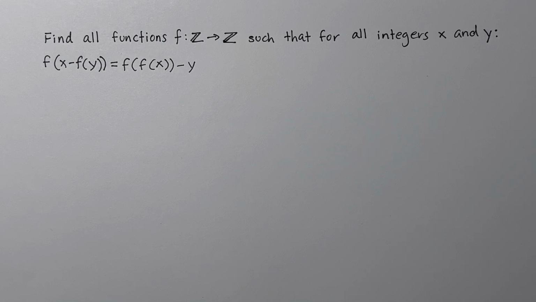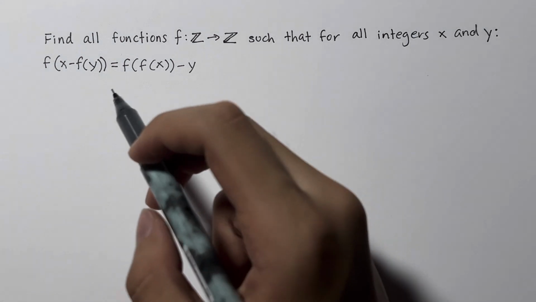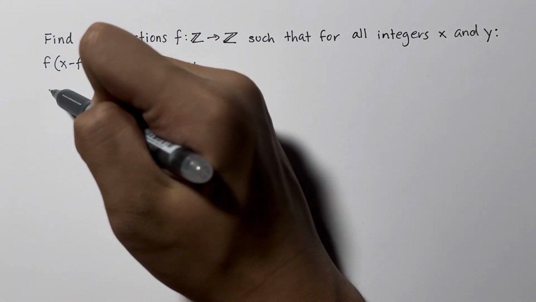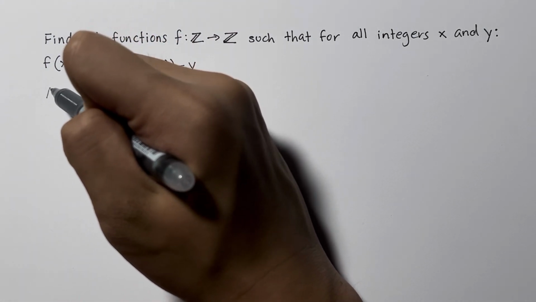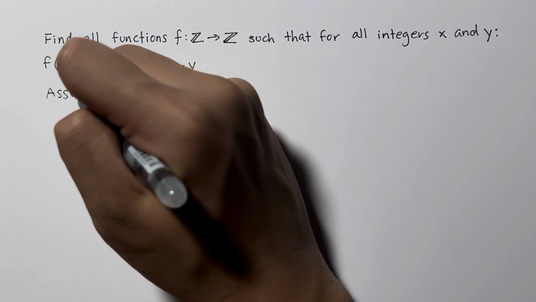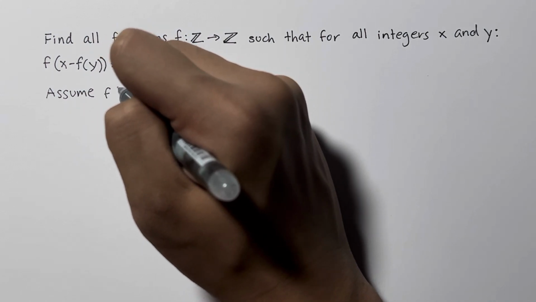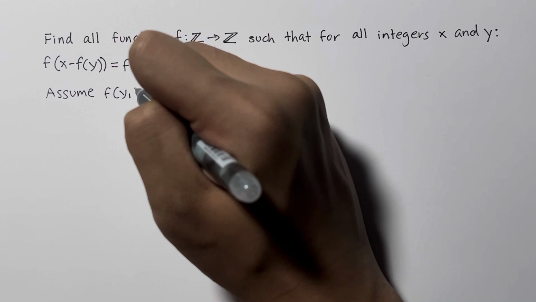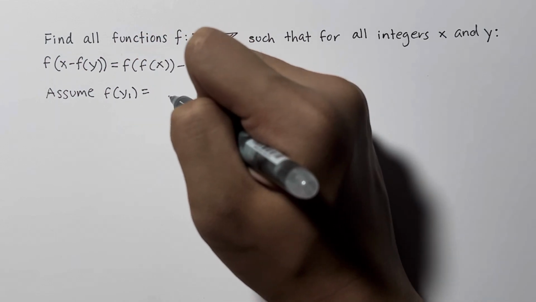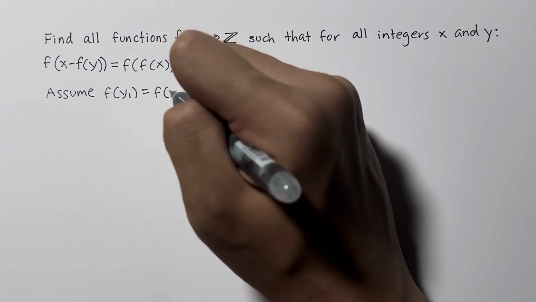First, let's see what happens if two different inputs, y1 and y2, give the same output. We can assume that f of y1 equals f of y2. That's going to be the first step to our breakthrough.